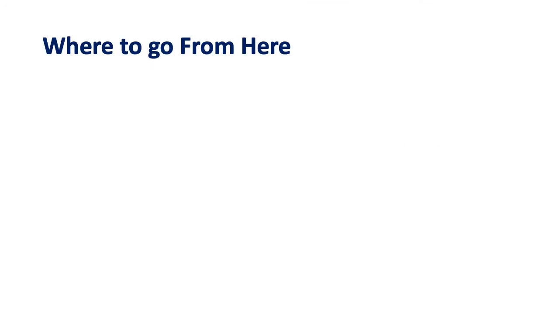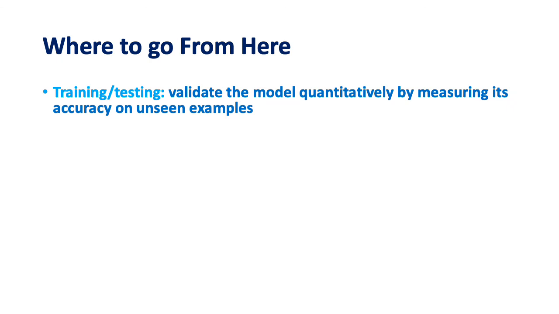So where to go from here? One thing is to validate the model quantitatively by measuring its accuracy on unseen examples. These are examples that the model hasn't been trained on. This would give you an indication of how well it would do when the user gives it a new shape and asks it to predict it.